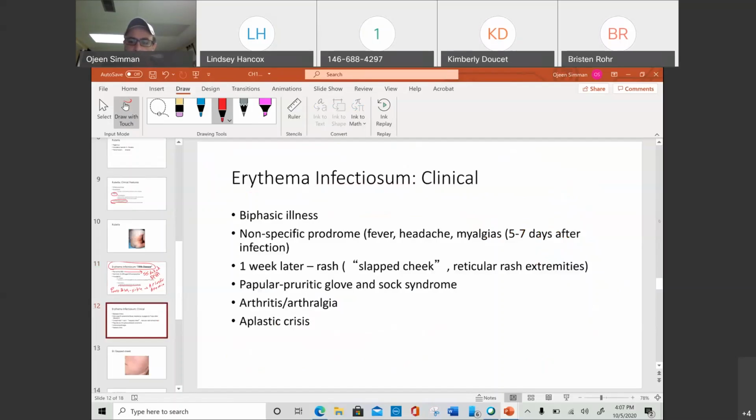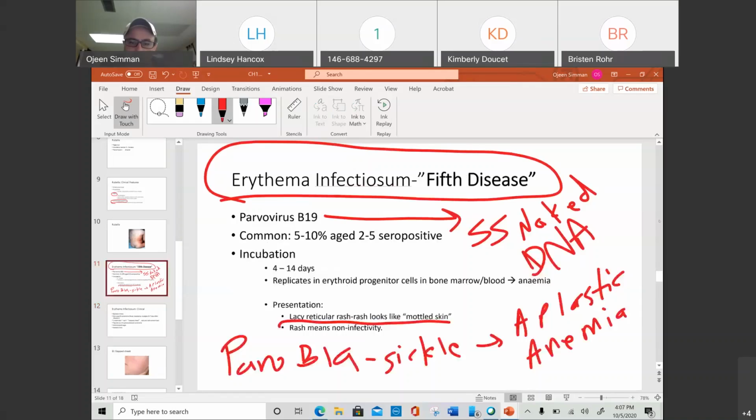The fifth disease, is that kind of like the parvo that's found in animals, like commonly in dogs, or are these two different parvos? I don't know. I'm not sure. I have no idea. Maybe it affects dogs.